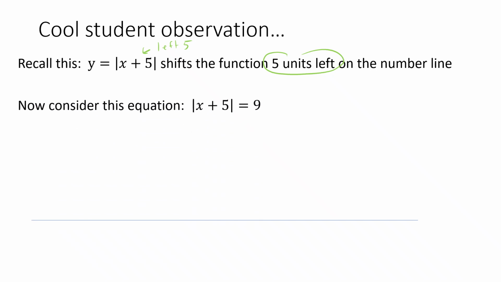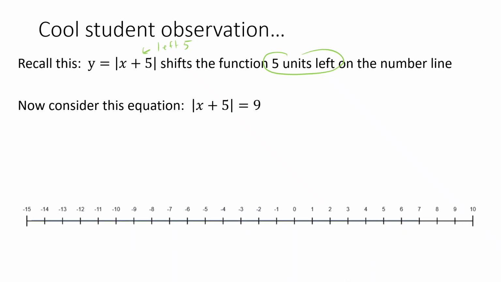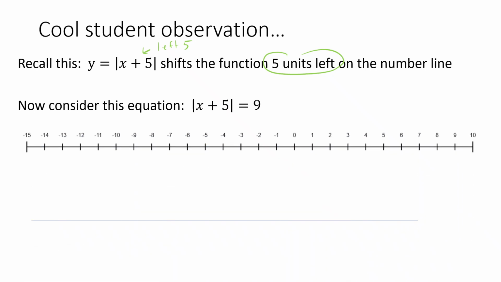So now consider this equation. The way that I just went through it, you would think, okay, the distance from 0 is 9. Now, what this student did, though, this student made it visual. And so this student said, okay, here's the 0, and the distance is 9, okay? So that means that the x plus 5 could be 9 or negative 9.